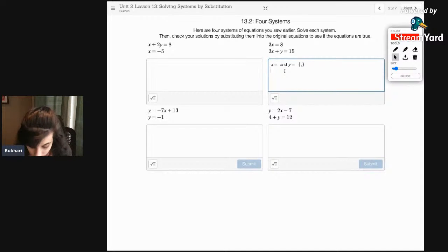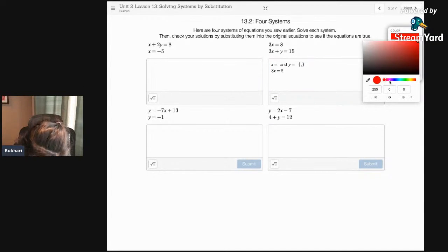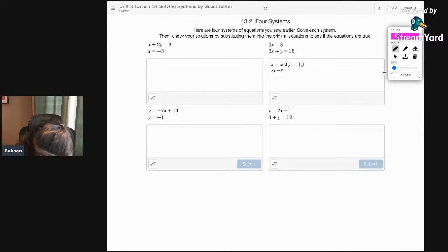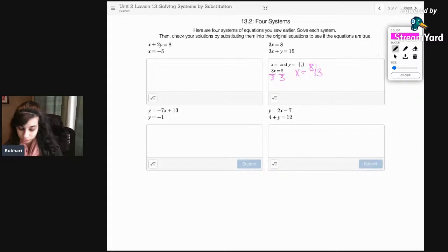When it comes to this system, I can pretty simply solve for x. If I have 3x equals 8, I want to isolate my variable. So I want to divide by 3 on both sides because I see multiplication here. Think about your operations and your inverse operations. So I divide by 3 on both sides because I want to isolate x. And I can see that x equals 8 over 3.